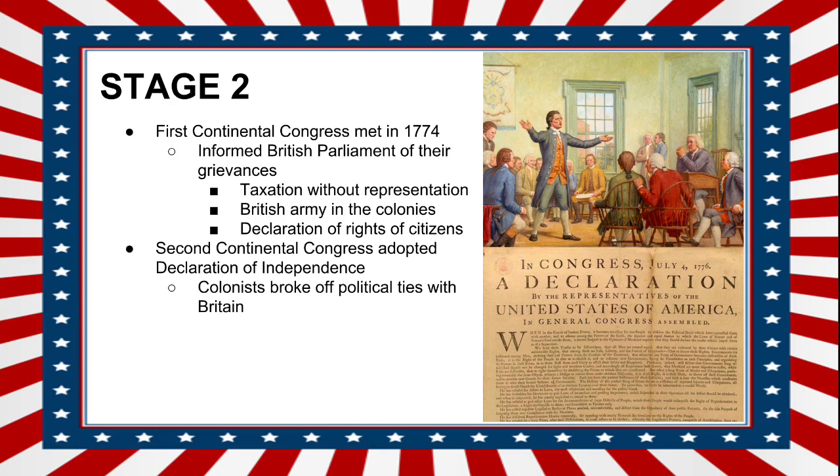In the Second Continental Congress, the colonists adopted the Declaration of Independence. This document stated that the colonists intended to become independent from Great Britain if there were no changes in their policies. The declaration was the colonists' way of showing Britain that they were going to break off all political ties to the country.